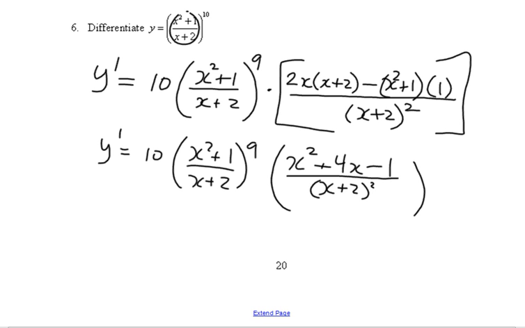All right. The only other simplification I can do here is I can bring together these two denominators. So I have this. The 9th power distributes to the numerator and the denominator.